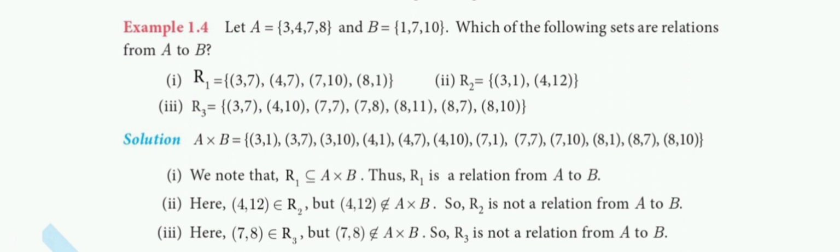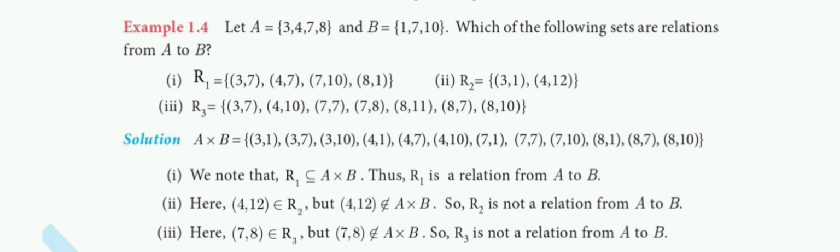So let us check the first subdivision. Here R1's elements (3, 7), (4, 7), (7, 10), (8, 1) all are in A cross B. (3, 7) is the second element of A cross B. (4, 7) is also there. (7, 10) in R1 is in the set A cross B. Next, the last element of R1, (8, 1), also exists in A cross B. So every element of R1 is an element of A cross B. Hence, we can conclude that R1 is a relation from A to B.